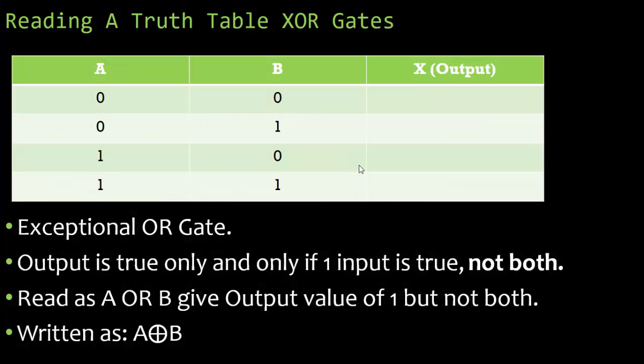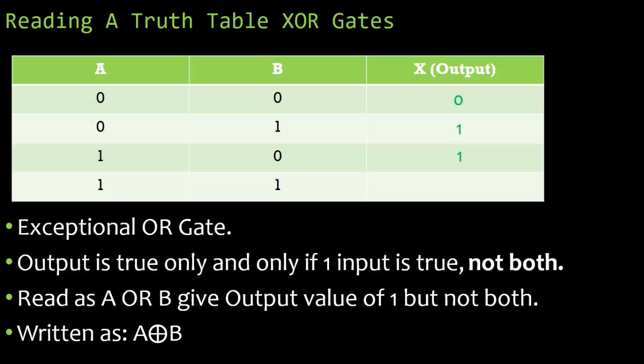Filling out the final truth table for our XOR gate. As long as only one input is true, not both, we should get an output. Is only one input true here? No, both of them are 0. That gives us an output of 0. What about when A is 0 and B is 1? That meets the condition of only one input being true. That gives us an output of true. Same thing, A is 1, B is 0. Only one input is true here. That gives us an output of true.